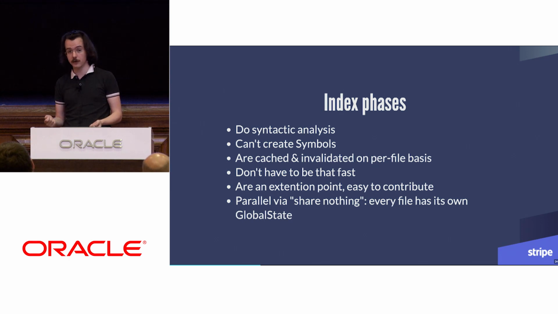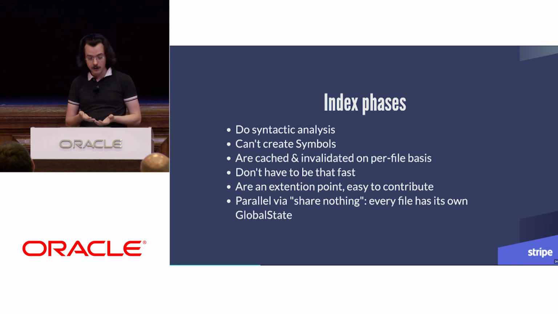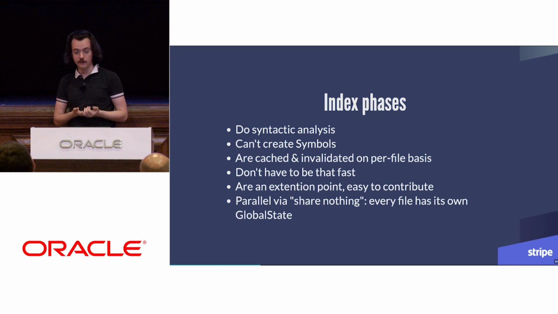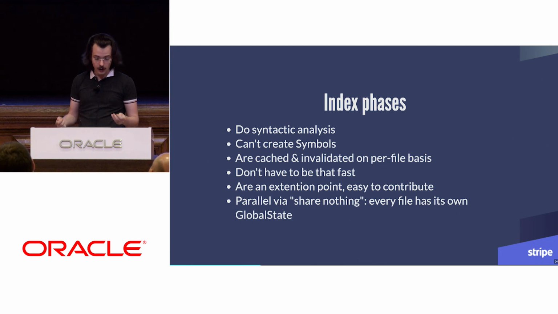Which also means that if you're running on a big code base, you can cache them, and thus they don't have to be fast. This means index phases are a potentially very easy extension point, and as other people are contributing to Sorbet, this is the first place where it's suggested to contribute, because it's very easy to make contributions. The data structures are very simple, and at the same time, we won't have a very high bar for performance for you, because we know that even if you're slow, we can cache you.